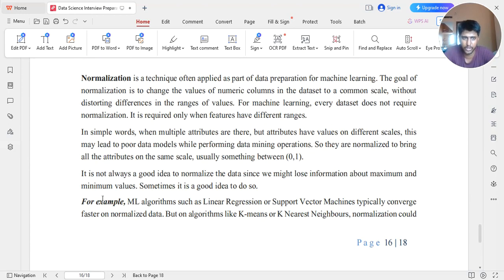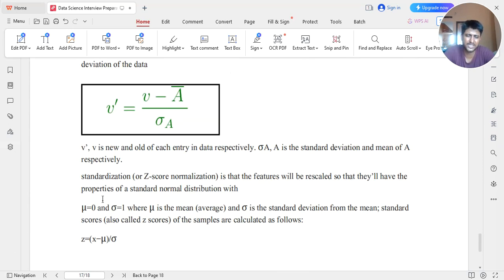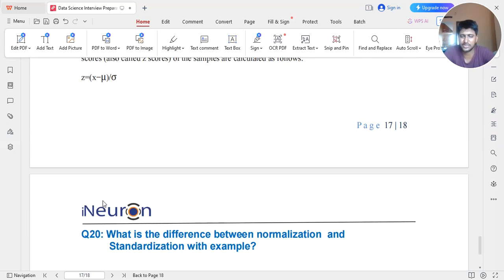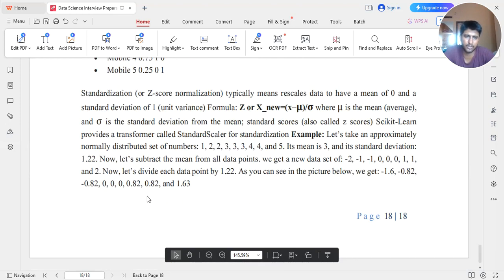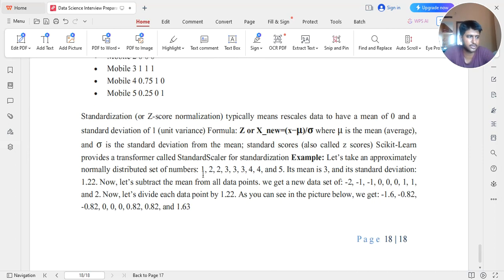I wanted to continue, though everything is now done. So these are the common things they can ask. Okay, have a look into it so you will get a better understanding. Okay, for standardization, Z-score normalization, some of the things we will go through.